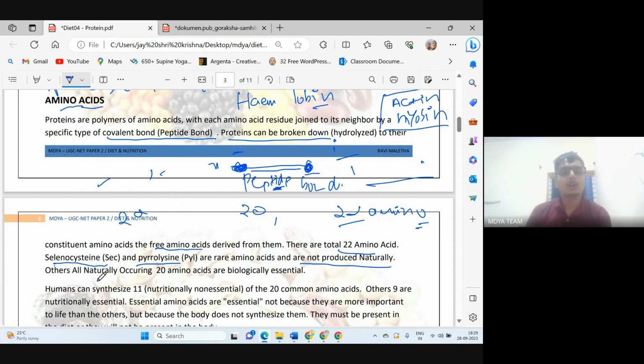So all the naturally occurring 20 amino acids are biologically essential. They are essential for the growth of any organism. All these 20 amino acids are important. That's why they are written as biologically essential. These two amino acids are not present in any biological entity, any creature, so these two are not biologically important. Is it clear?